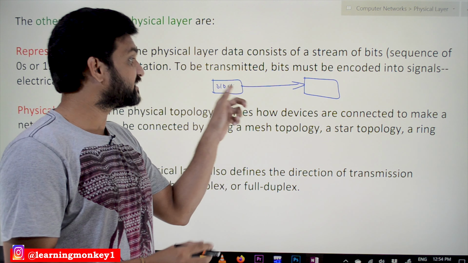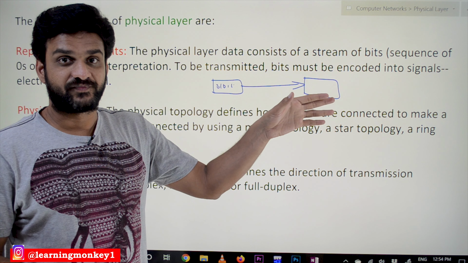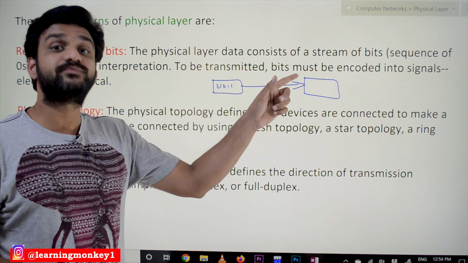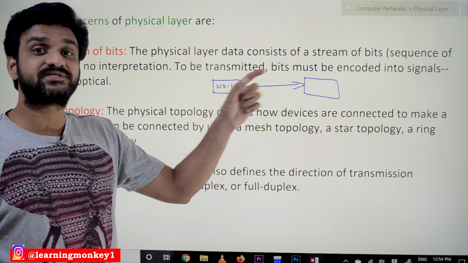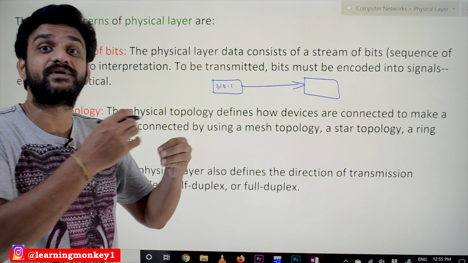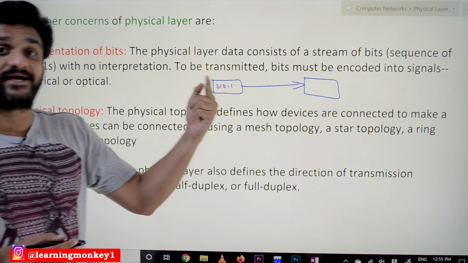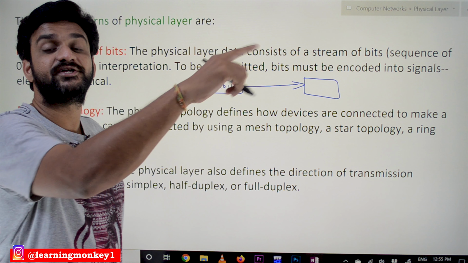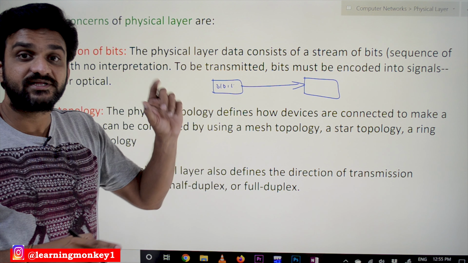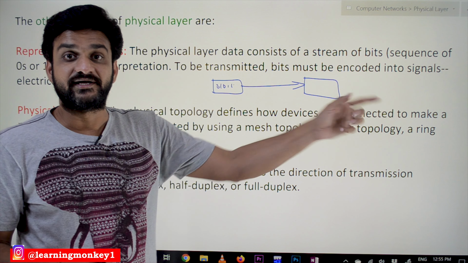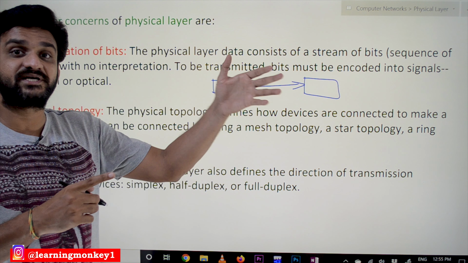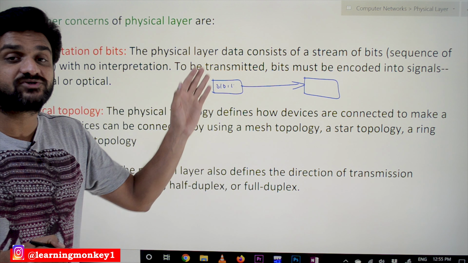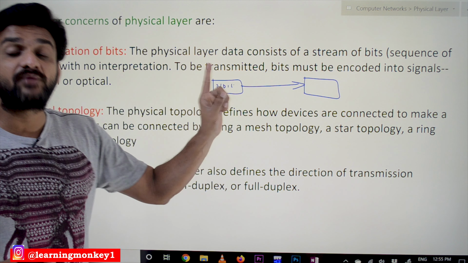onto a wire. For example, if the transmission medium is a copper wire, how the data has to be converted, how these bits are to be represented, is by using electrical signals. Those signals are to be encoded. If the wire is optical fiber, then these bits are to be converted into light. Optical fiber means the transmission is done by using light. So how those bits are represented, if we are going to convert the bits into signals, how those bits are to be encoded, that is the job of the physical layer.